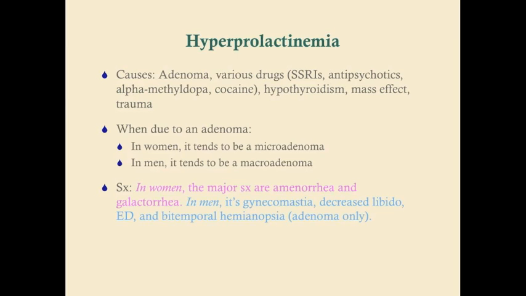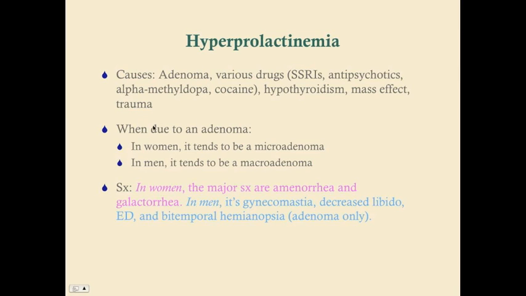Okay, so primarily here we're going to talk about hyperprolactinemia as an effect of adenoma. Generally, when it's hypothyroidism or trauma or various drugs, it should be pretty clear. Either the various drugs are in the patient's history, or with hypothyroidism, you'll have other symptoms related to the hypothyroidism, or with mass effect or trauma, that'll also be in the patient's history. I will say, anytime you have symptoms of hyperprolactinemia, you should always get a TSH, because if the TSH is elevated, you should think of hypothyroidism as a cause. But we're going to talk about adenomas as a cause of hyperprolactinemia from here on out.